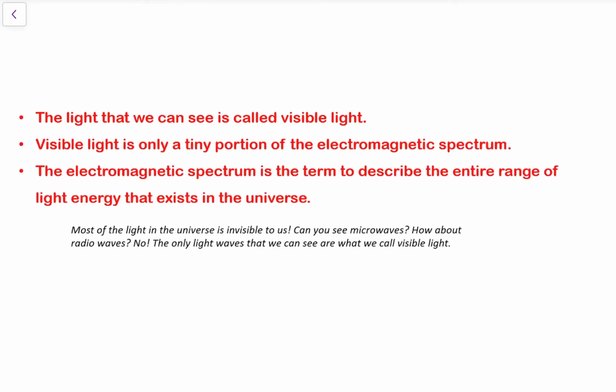Think, can we see microwaves? When you use your microwave, you can't see the waves heating up your food, but that is a form of wave energy. We just can't see it. Same thing with radio waves. The same radio waves traveling through the air that bring you the radio station in your car is another form of energy, constantly traveling through Earth's atmosphere. We just can't see the radio waves. Again, the only light waves that we can see are what we call visible light.